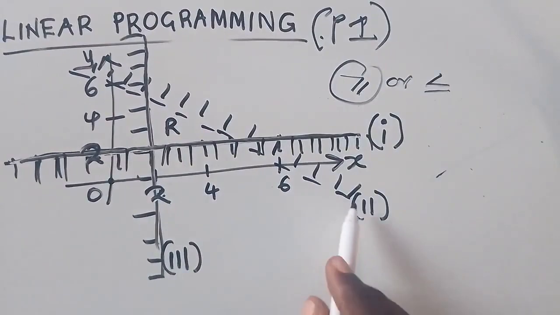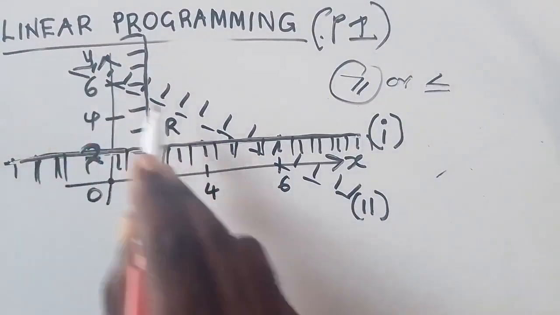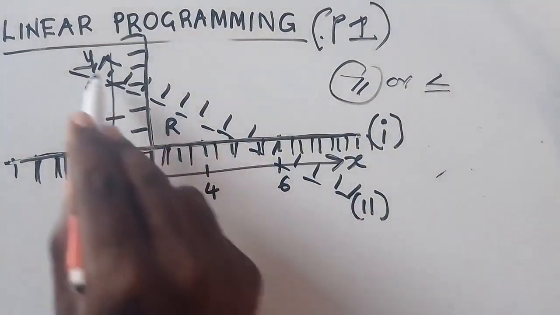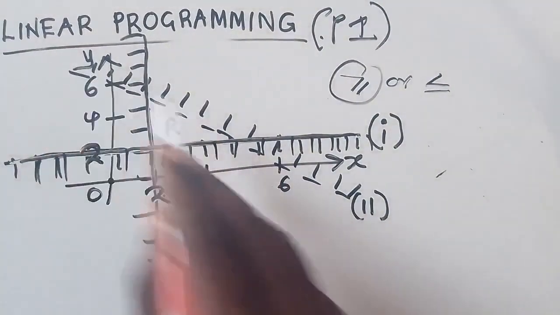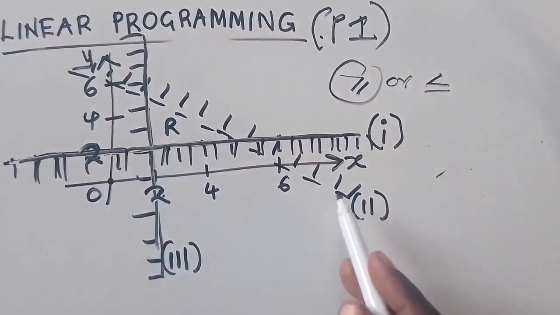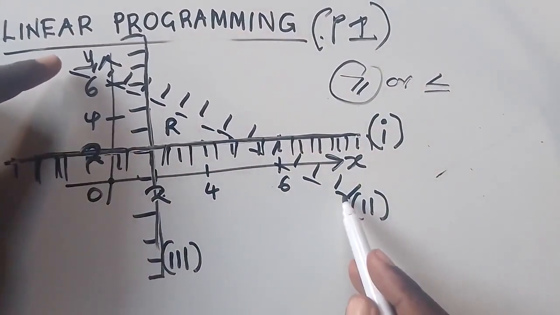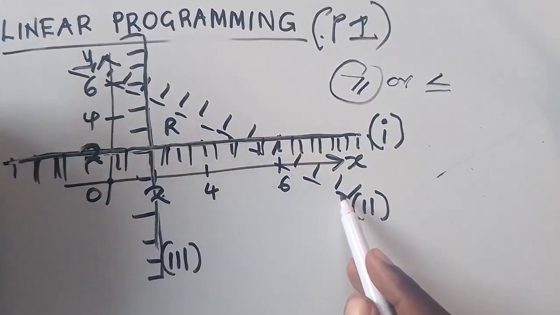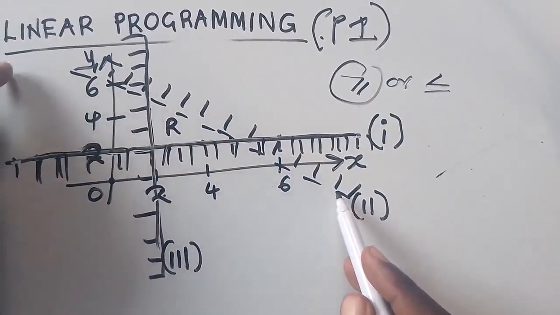Inequality 2 is this one here having a dotted line. Have you seen this one having a dotted line? So have you seen the way this one is? This one is not horizontal, number 1. Number 2, it is not vertical.